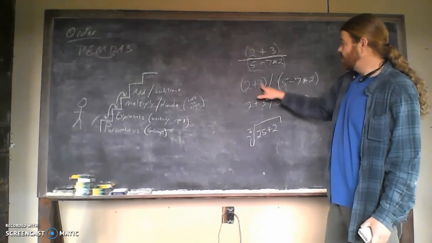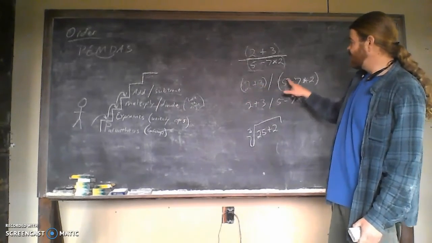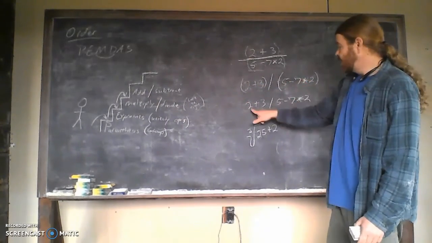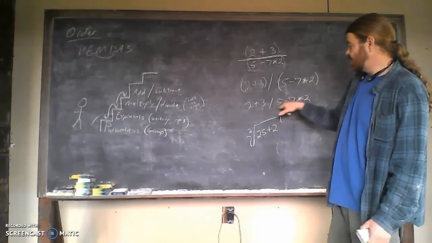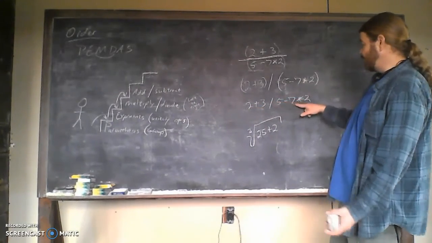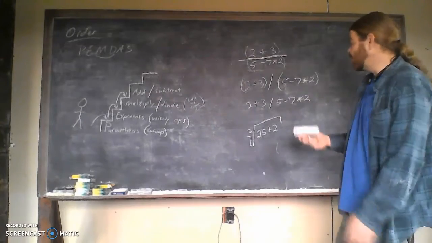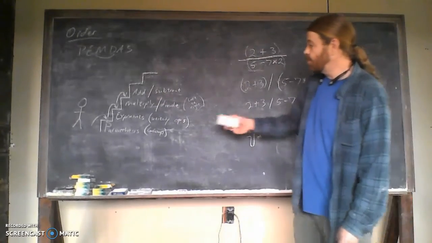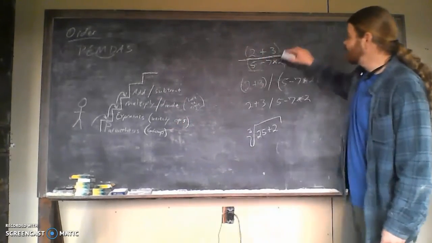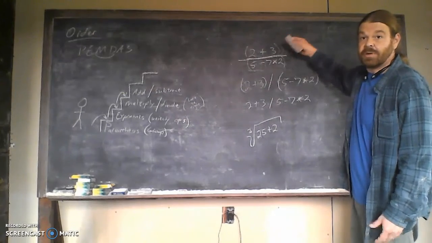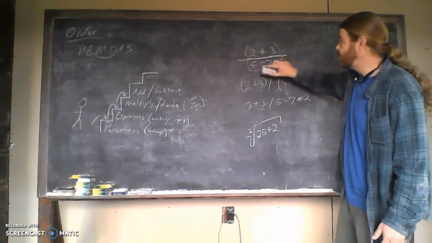And we want the whole quantity, 2 plus 3, divided by this whole quantity. Whereas this would give us 2 plus 3/5 minus the 7 times 2. But the grouping is very important. Watch that. So anything that groups the numbers, when you go to take it to a computer, put it in parentheses.